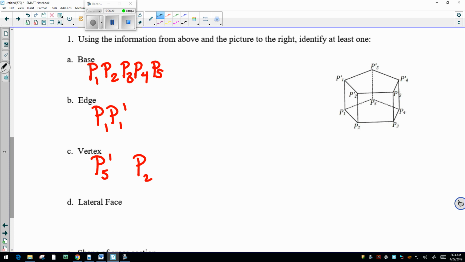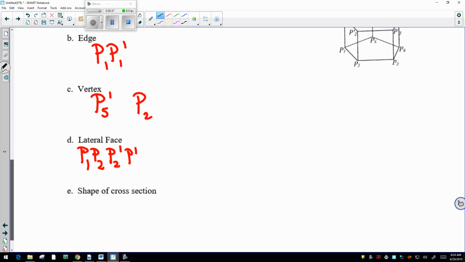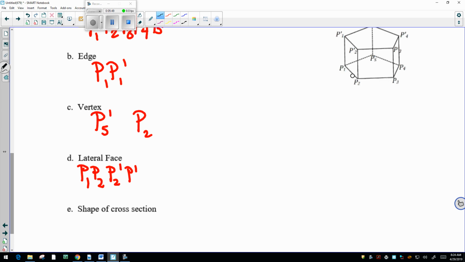A lateral face, those are the sides that are not the bases. We have two and only two bases that are congruent to the faces. Those are going to be like our rectangles of this. So I could say one of the faces would be P1, P2, P2 prime, P1. And notice how I had to label that. I have to still label that like I would a rectangle going either clockwise or counterclockwise, but I have to keep it in order. And then the shape of the cross-section. Since the cross-section is always parallel to the base, that means your cross-section should always be the shape of the base. And the shape of the base in this case is your pentagon.